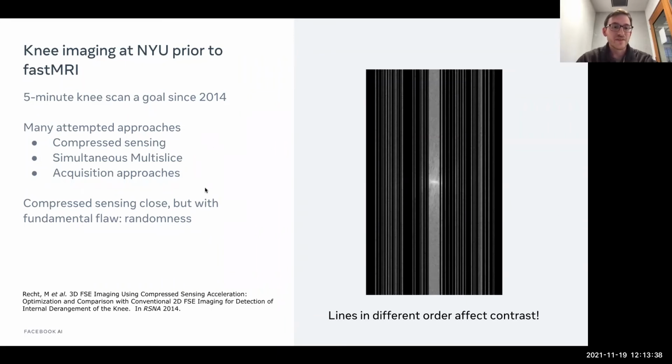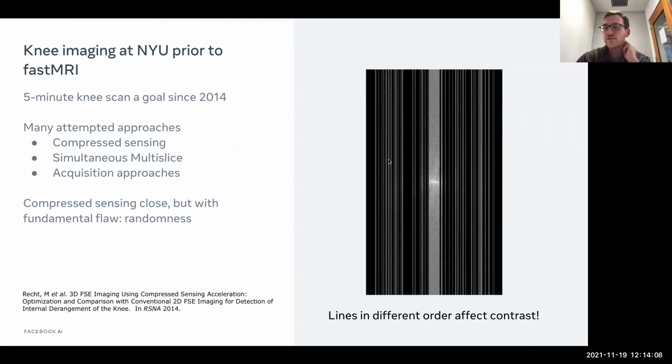And the thing is, none of these really quite got all the way there. Compressed sensing was, they developed some really good methods, but the issue was that knee radiologists are very sensitive to the image properties and the contrast in the image. And one requirement of compressed sensing is that you typically have to do a little bit of random sampling. So you can look over here for like a 2D scan.